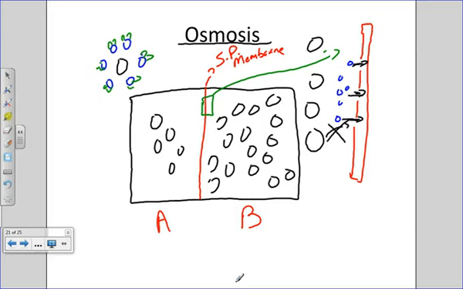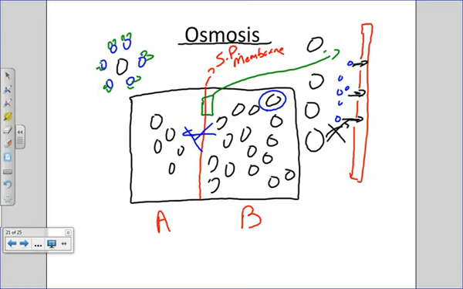Most of you probably said that water is going to travel in this direction. If you did, you're wrong, because this is the mistake people make. They look at the solute concentration and they think the solutes are going to be moving. Remember, I just said that this membrane is only permeable to water.